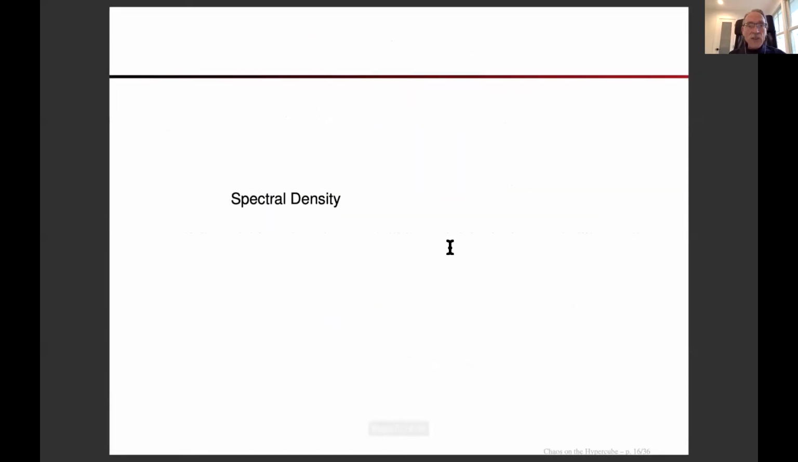So let's now look at the spectral density. Are there any questions? Sorry, could you please repeat the last sentence about the spectrum, because it cut out completely for me, at least.